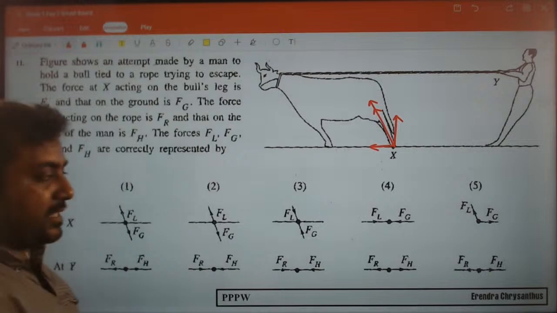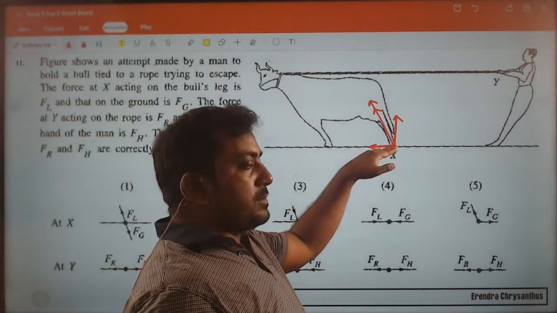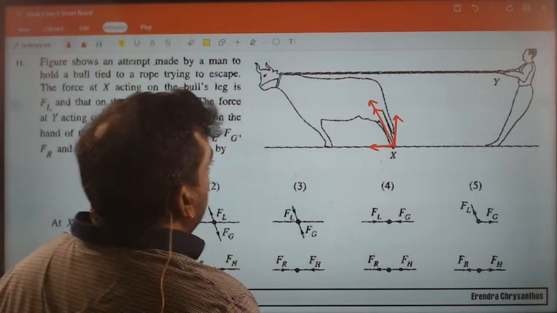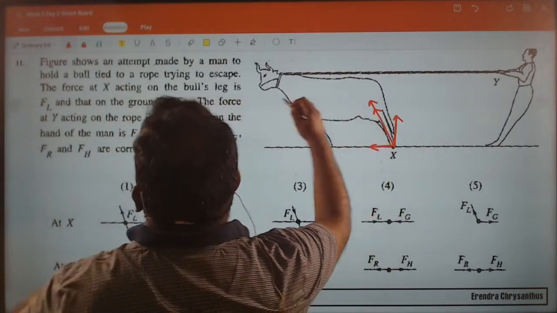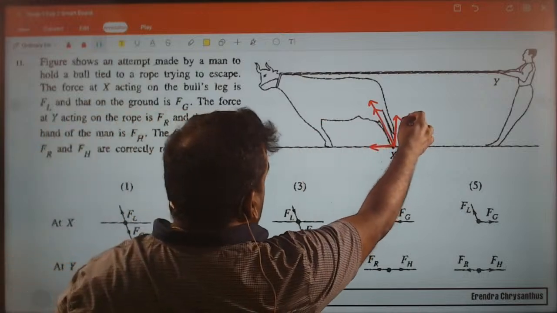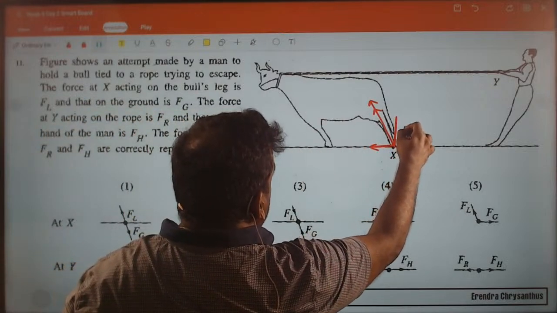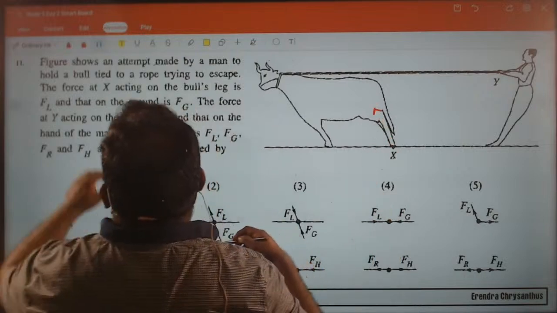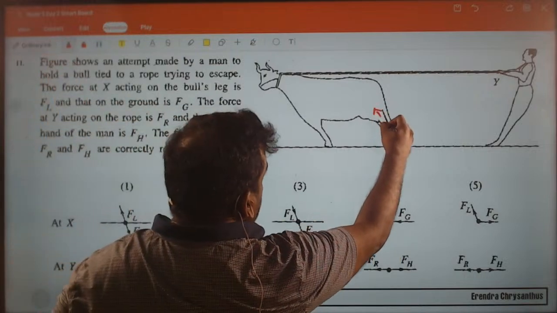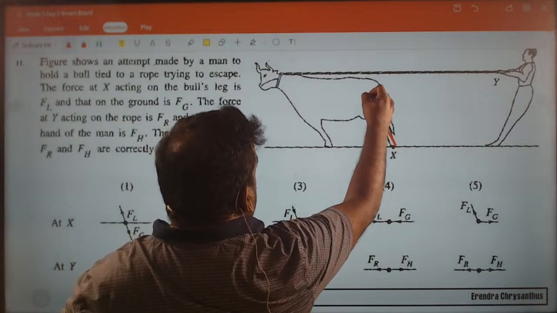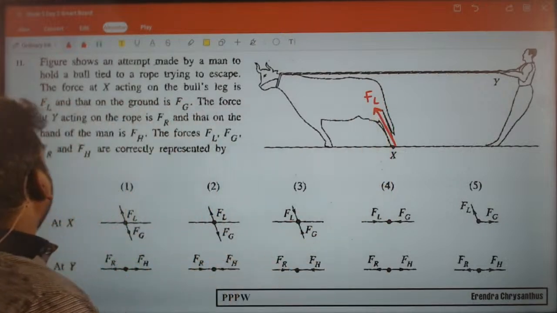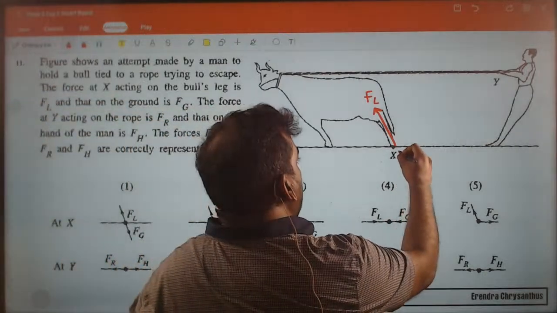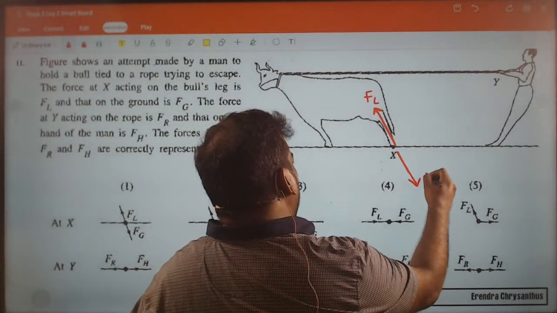So here there is a normal reaction. The bull is pushing the floor backwards, the floor is pushing the bull forwards. Because of these two, there will be a resultant force there. So I can erase these two forces, which will give us a single force here, the force on the leg. And on the ground, every action has an equal and opposite reaction, so the force on the ground is equal and opposite, Fg, right?